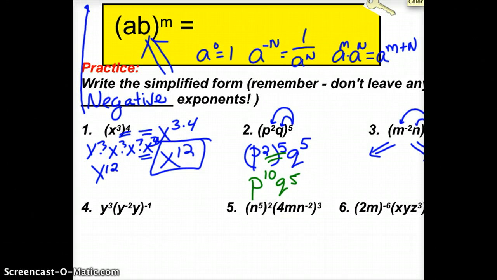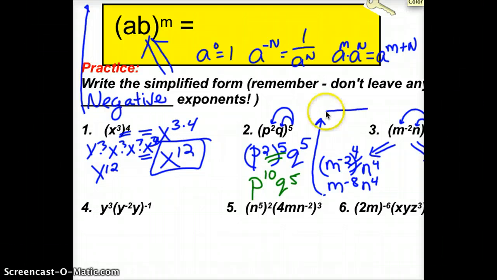But I'm going to use the one that says when I have a chunk of stuff to a power, I do both things to that power. So I have m to the negative squared to the fourth, and I have n to the fourth, giving me, again, power to power, I multiply. And remember, we can't leave that negative exponent, so I'm going to clean it up. Our negatives get sent down to be positive, and my n to the fourth gets to stay up.